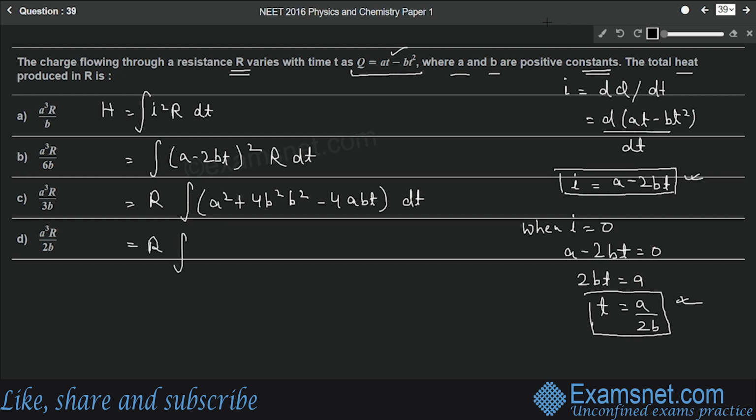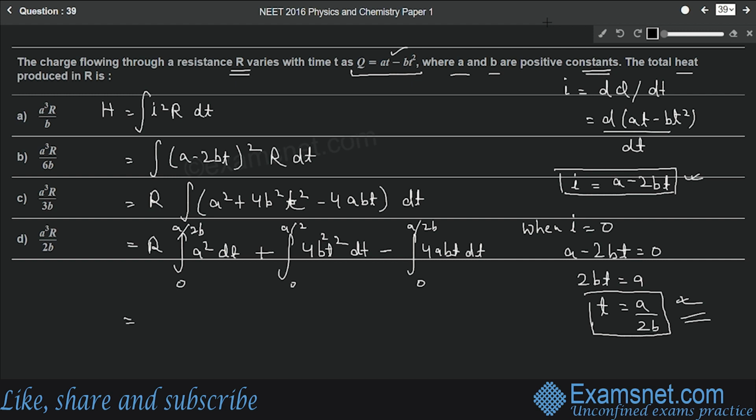First, integration of A square dt, time limit is 0 to A by 2b. Here we have got time equals A by 2b. Then integration of 4b square t square dt, time limit 0 to A by 2b. Then integration of 4abt dt, again the time limit is 0 to A by 2b. I hope you know the basics of integration.